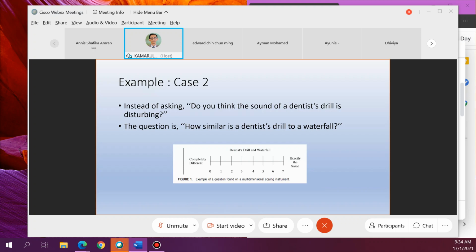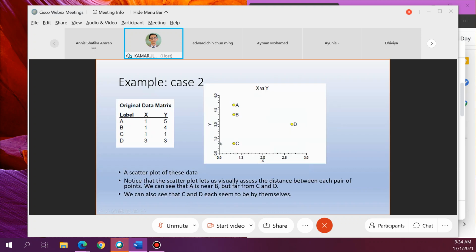Then you ask the subject to do dentist drill with maybe sound of TV, dentist drill with sound of motorbike, and then sound of motorbike with waterfall. All possible pairs. And you can do this. This is the matrix that you can have, and this is the sort of map that you can produce from the data analysis just now.